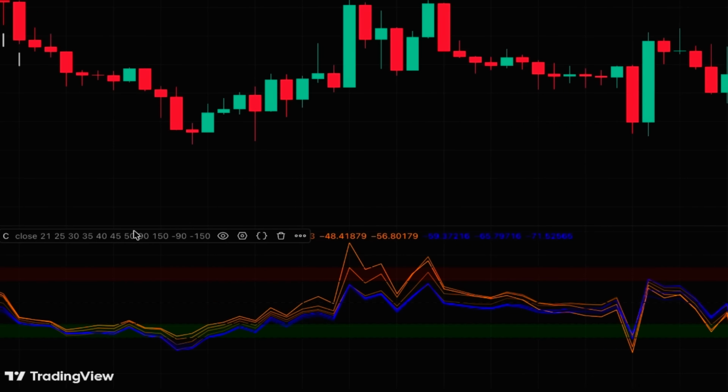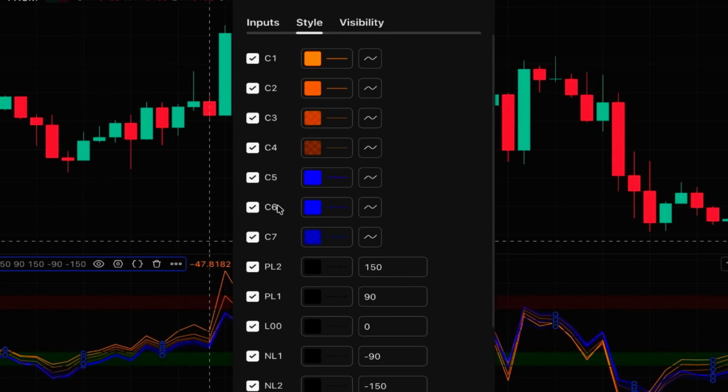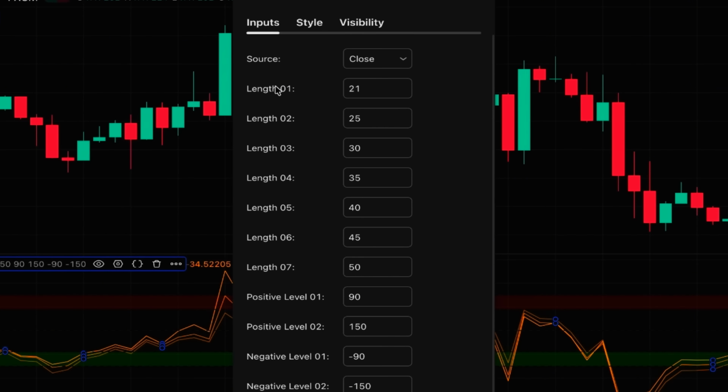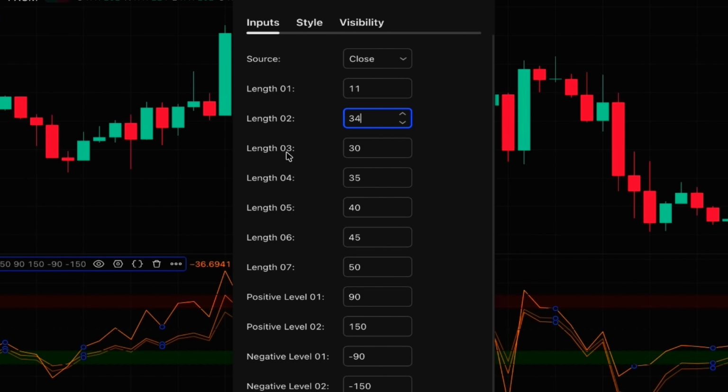So here we go to the settings of the indicator, and here in the style tab we remove the extra CCIs because we only need 3 CCIs on our price chart. And then we go here to the inputs tab, and here for the first CCI we set the length at 11. For the second CCI we set the length at 34. And for the third CCI we set the length at 200.